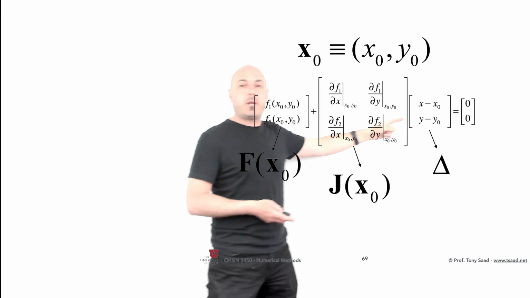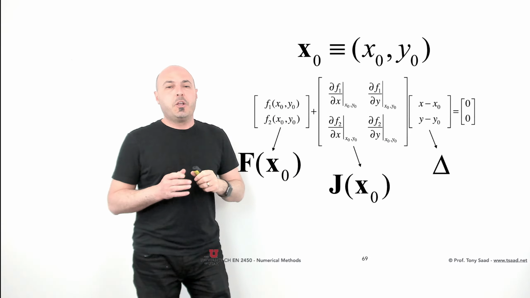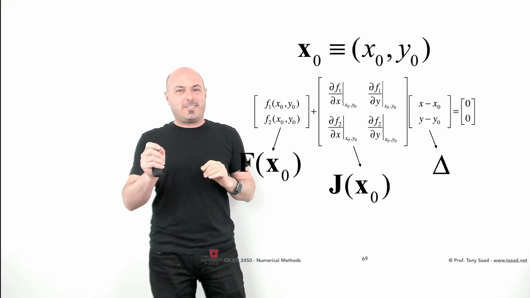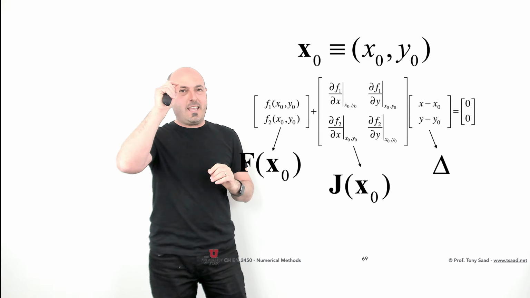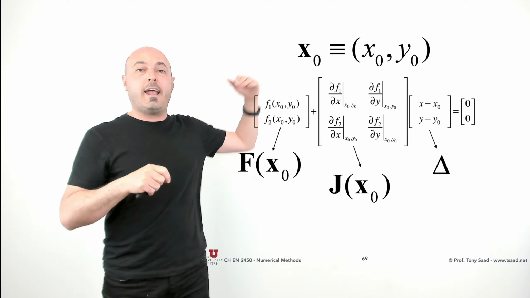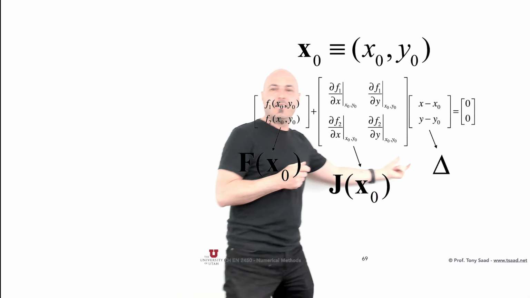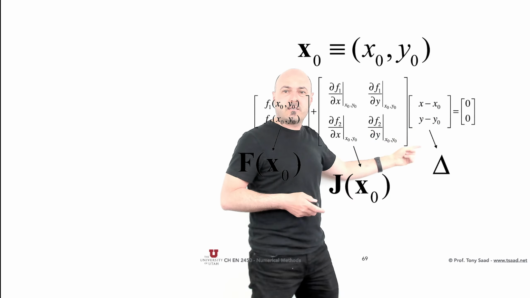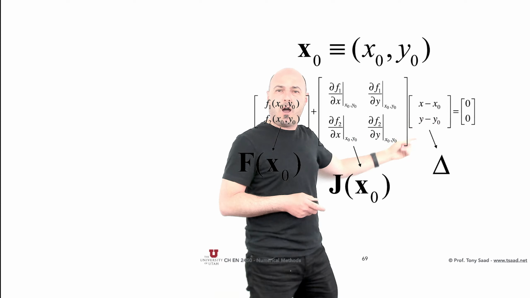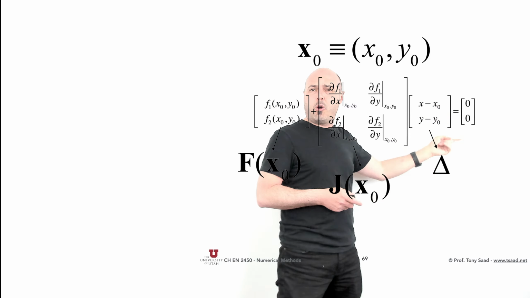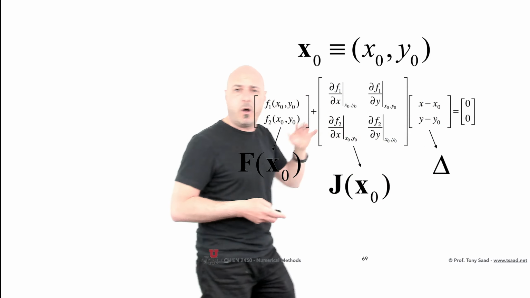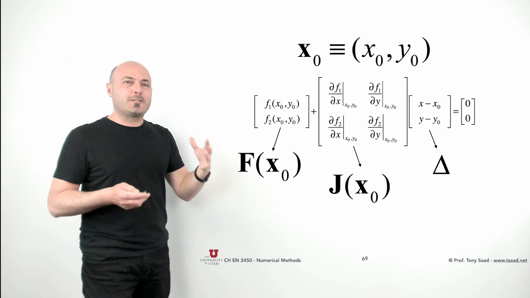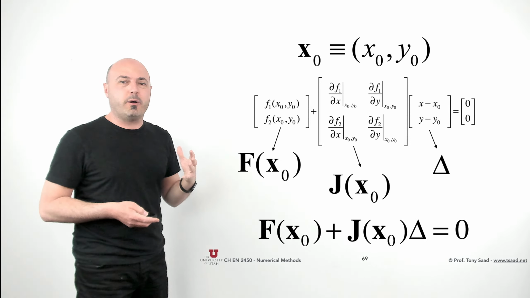And finally, I'm going to call this delta, because this vector includes the distance between the existing guess, x0, and the improved guess. That's the distance between the new guess and the old guess. Remember, x and y are the new guesses. So instead of solving for x and y, we're just solving for the distance. If you know x0 and y0, you can pull out x and y very easily. But this is how we write Newton's method for systems of nonlinear equations.